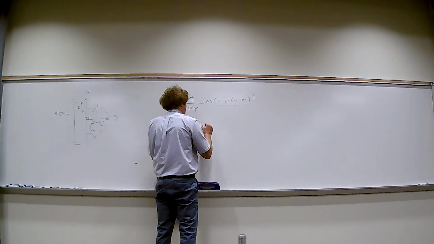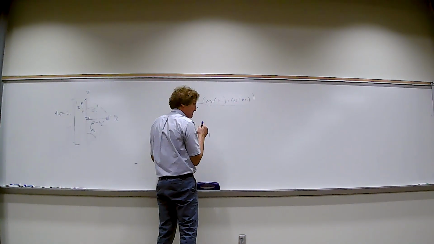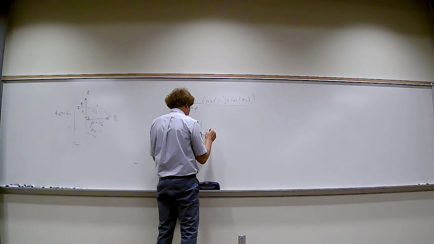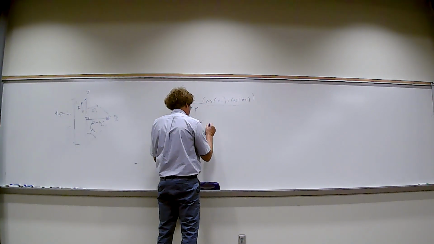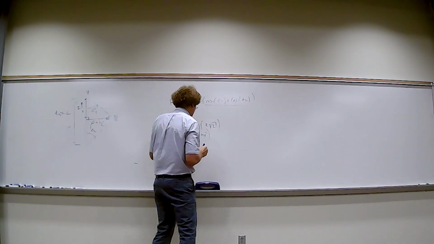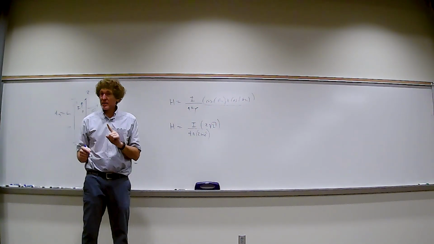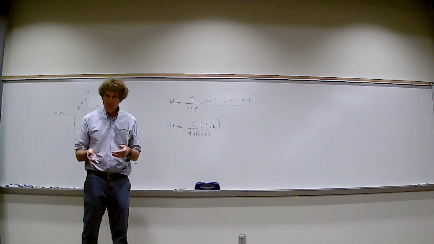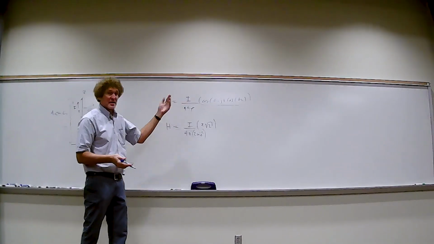And then you have 1 over square root of 2 plus 1 over square root of 2, which is 2 over the square root of 2. So you have now 2 times square root of 2 here. And that's the H field from one of them. I want to just finish this. Y'all with me? This is an easier formula.